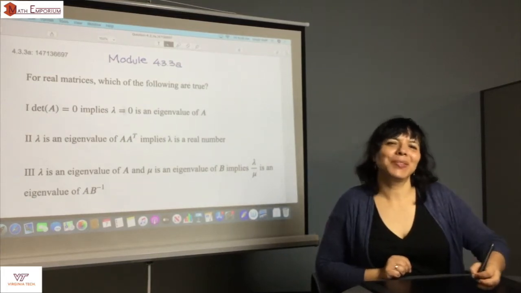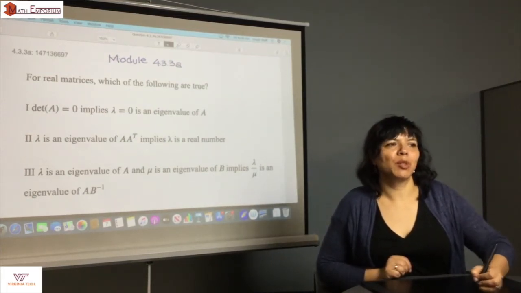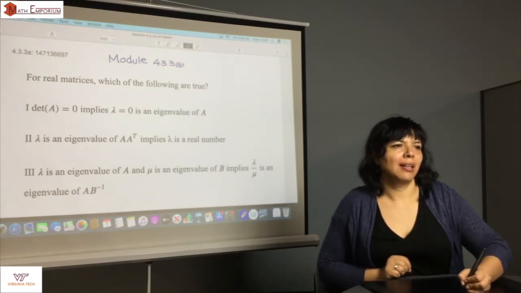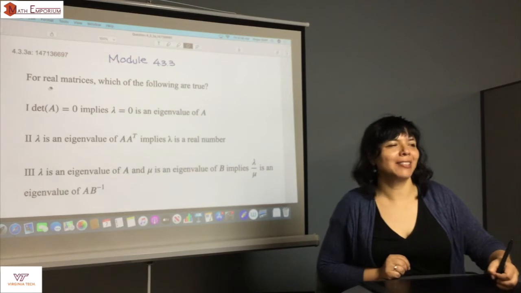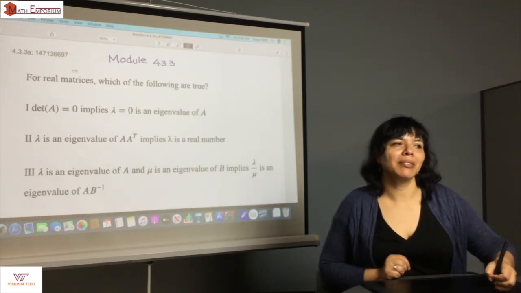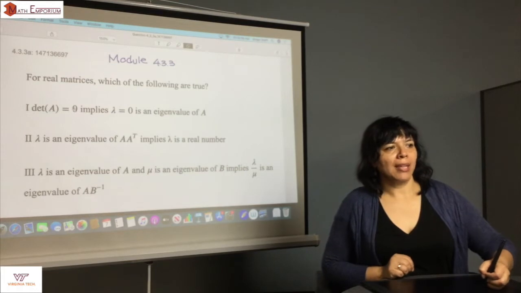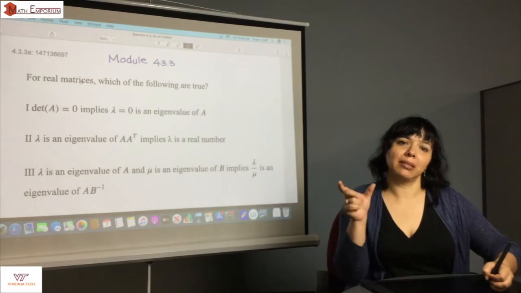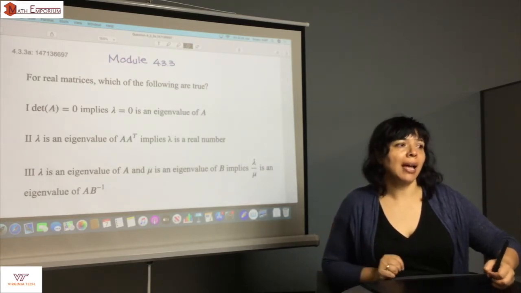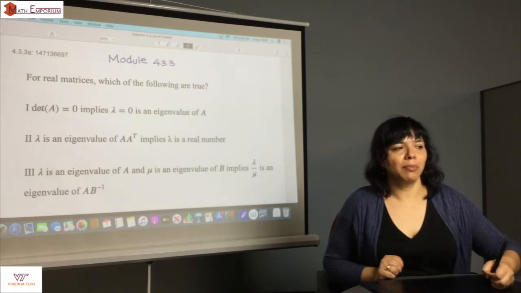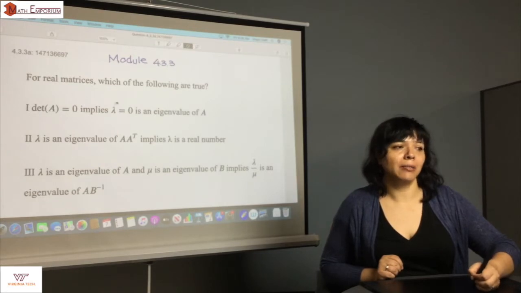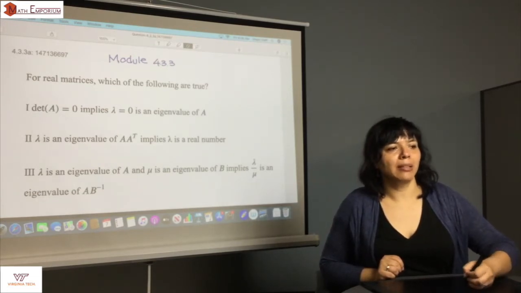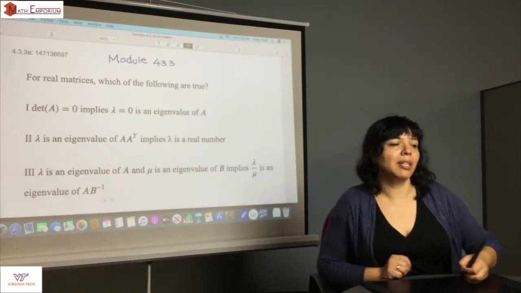Hello. In this case, we're going to see this question that is part of the module 4.3.3. The modules don't have letters. And it says that if we have a real matrix, they are giving you properties that relate a real matrix, so that means a matrix with real entries, and for example, the relationship, if there is any, between the determinant of A and an eigenvalue, or if you have an eigenvalue of A times A transpose, does it mean that that eigenvalue has to be real?